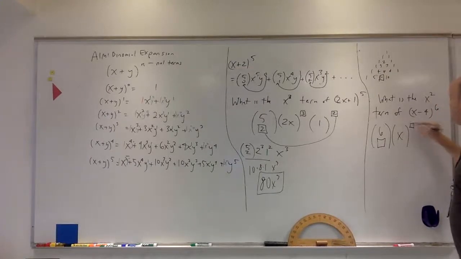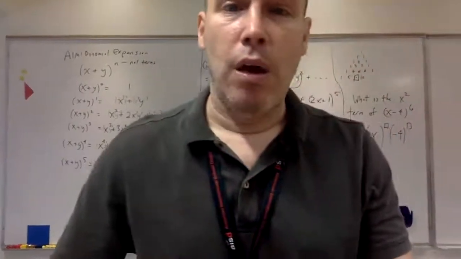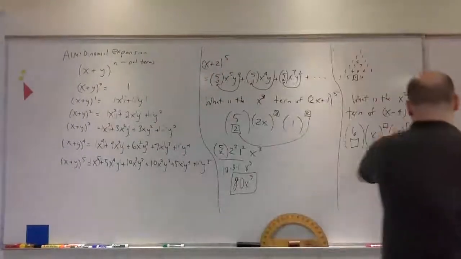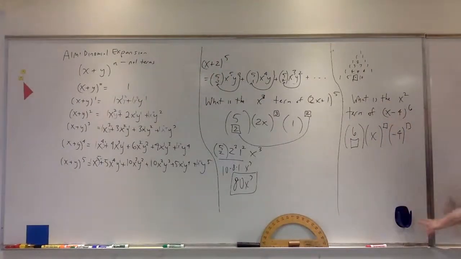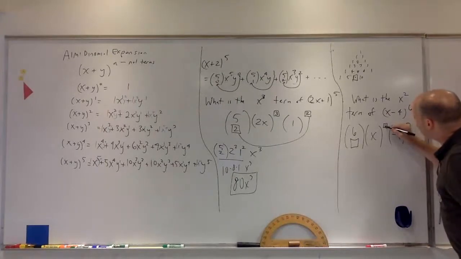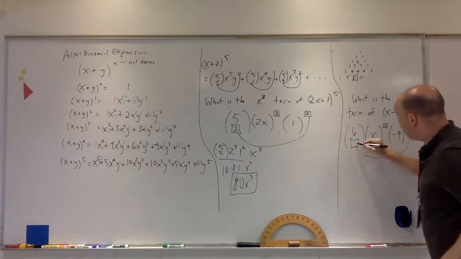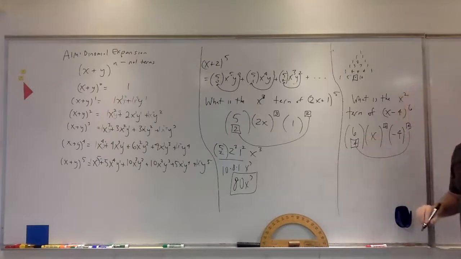I have x to the something, and pay attention here, please. It's negative 4 to the something. As x starts at 6 and goes down to 0, negative 4 starts at 0 and goes up to 6. So you have to pay attention to the negative. Okay, well, I need x squared. So this is going to be a 2. This is going to be a 4. And therefore, this comes down here. This is a 4 here.